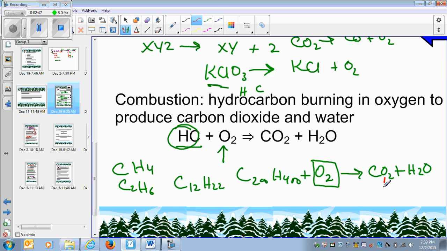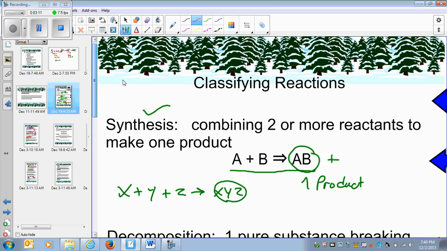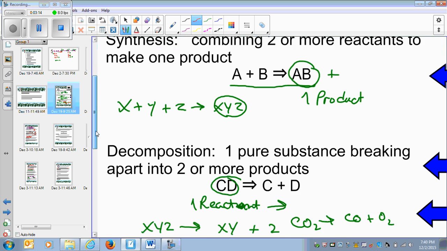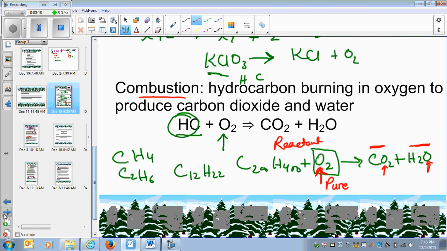But please do not confuse the compounds. Don't tell me that this is oxygen or this is oxygen, because they are not oxygen. This is carbon dioxide and this is water. Oxygen means pure oxygen, O2, the diatomic element, and it has to be on the reactant side, not on the product side, to be classified as combustion. So there are three types of reactions that I just talked about: synthesis, decomposition, and combustion.